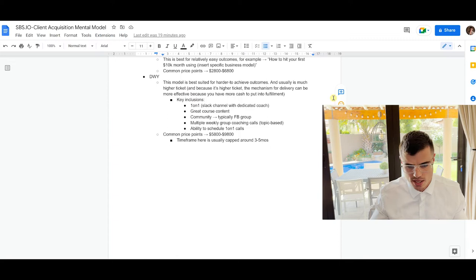So key inclusions here is one-on-one, you know, you have some kind of a Slack interaction with people, you have a dedicated coach, a high performance coach, great course content, professionals that come in, and a community, typically a Facebook group or a Telegram group, as I've said, right? Something that you can introduce to your people, you can provide valuable content, and you can nurture within the process.